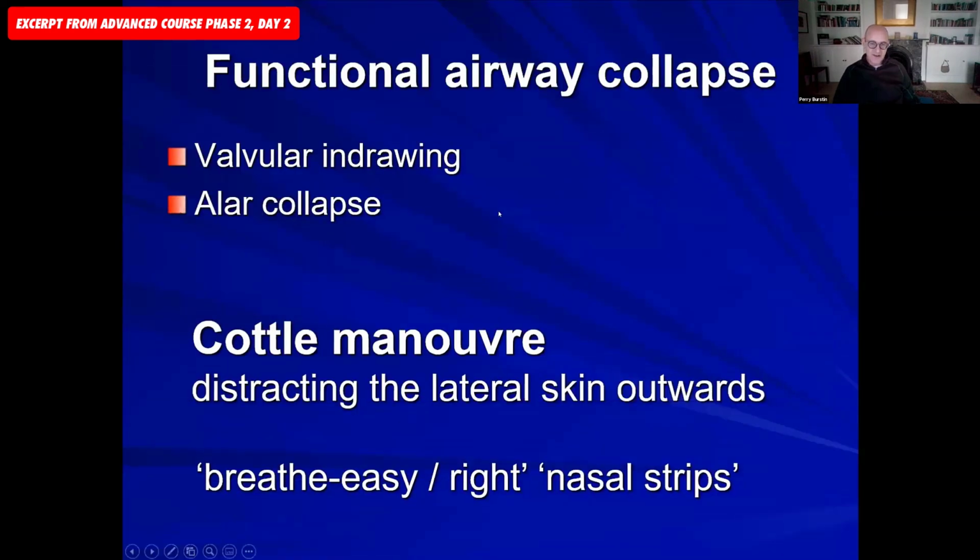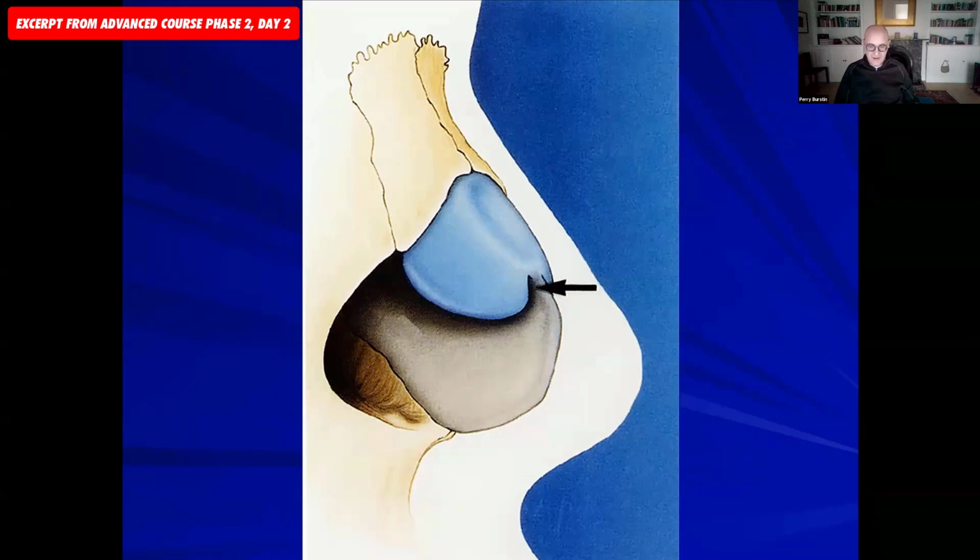So when we're talking about functional airway collapse, we're talking really around the internal valve and around the alar. Roland mentioned the Cottle manoeuvre of distracting the lateral skin outwards. And for those, I'll often trial them at home with Breathe Easy or Breathe Right strips. So the internal valve is that area right there in the mid part of your nose. If you pinch your mid part of your nose, you'll feel really congested. And if you pull the skin outwards, you'll feel like you're breathing better. And that's because this area here is the rate limiting factor when it comes to feeling airflow move in your nose.